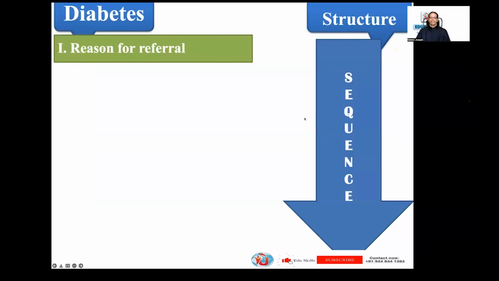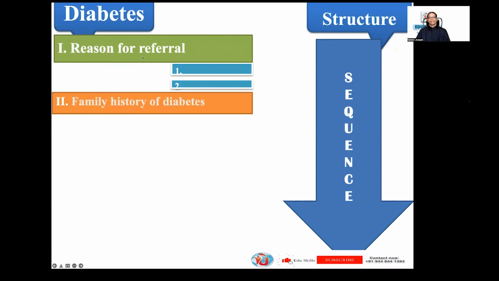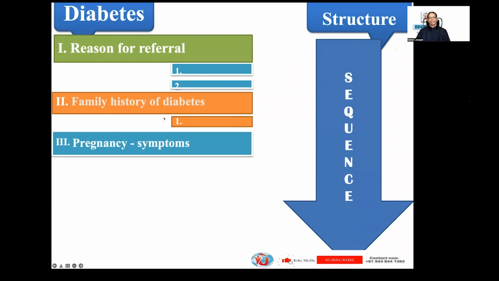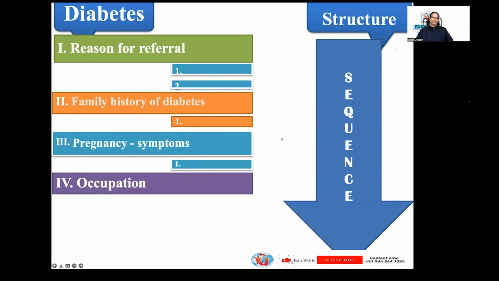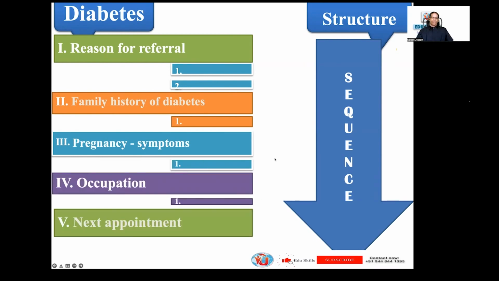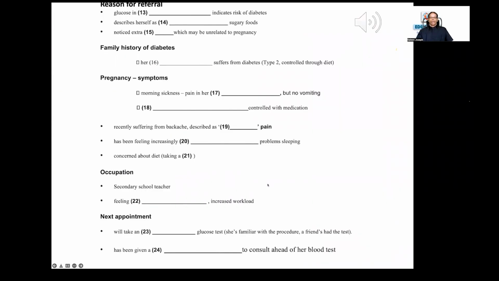See, diabetes structure. Reason for referral. The second extract structure is this. Reason for referral, 1, 2 reasons will be there. The family history of diabetes. Somebody has family, one or two people have the history in the family, diabetic history. And pregnancy symptoms, as we said, 1, 2, 3, 4. Occupation, I said. What will be the occupation? Normally 1. Next appointment. And for what and why.